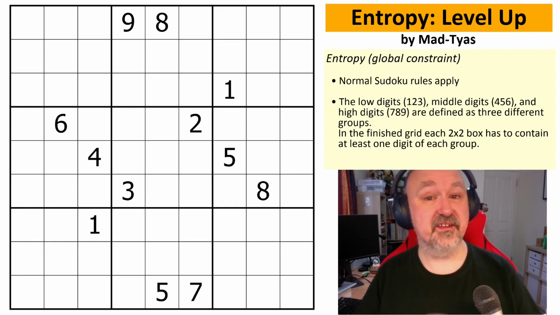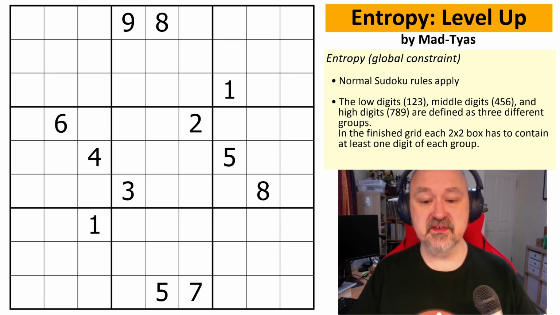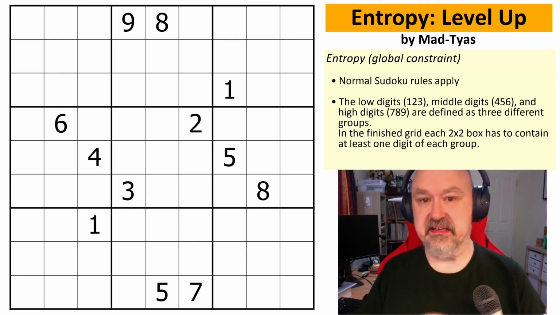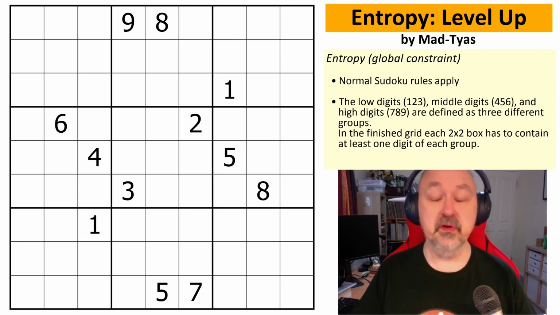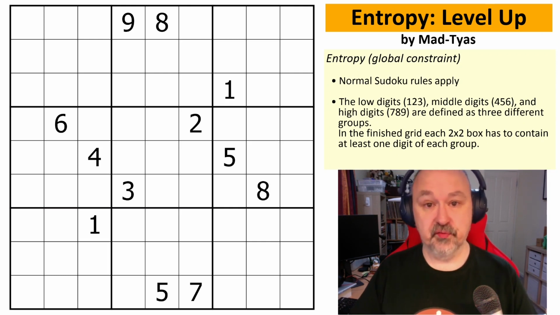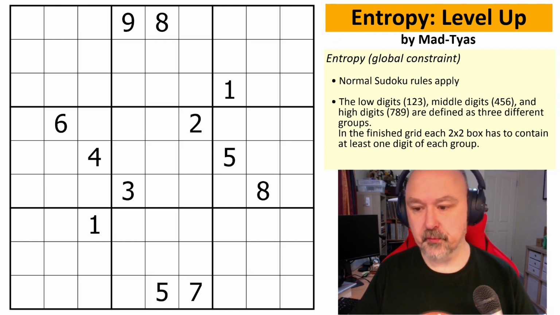This puzzle, you may notice, comes with a significantly lower number of given digits. In fact, it comes with not enough given digits for this to be a solvable Sudoku. It is solvable for this constraint, but if this was just a normal classic Sudoku, you need, I think it's 17 digits for any classic Sudoku to be solvable.